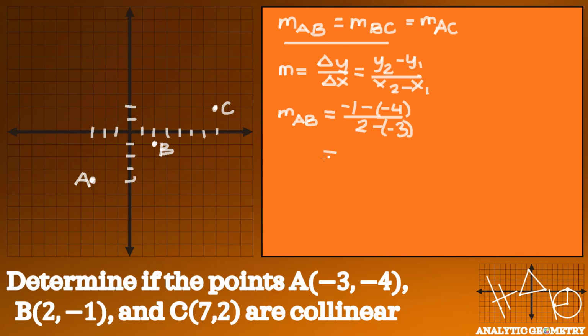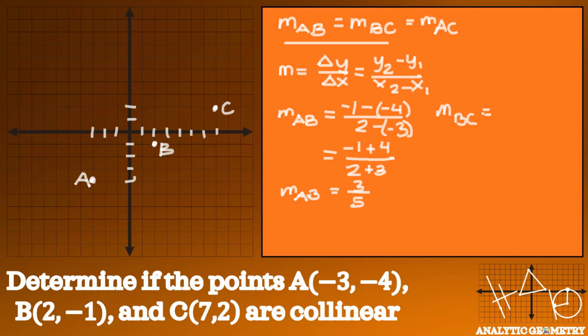The slope connecting the points A and B is -1 plus 4, applying the double negative property, over 2 plus 3, which will give us a result for the slope connecting points A and B equal to 3/5. Now let's try to find out if this is the same as the slope of a line or line segment connecting B and C.